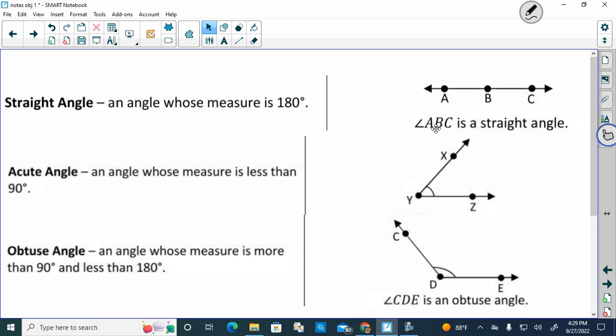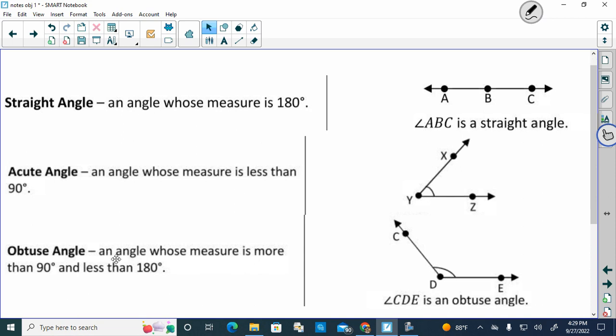Typically, we just call it a straight line versus calling it an angle. But they're calling this an angle ABC, which, if you've had a protractor, you know we go from 0 to 180. An acute angle is smaller than 90 degrees. It cannot be equal to 90. So it could be 89 and smaller.